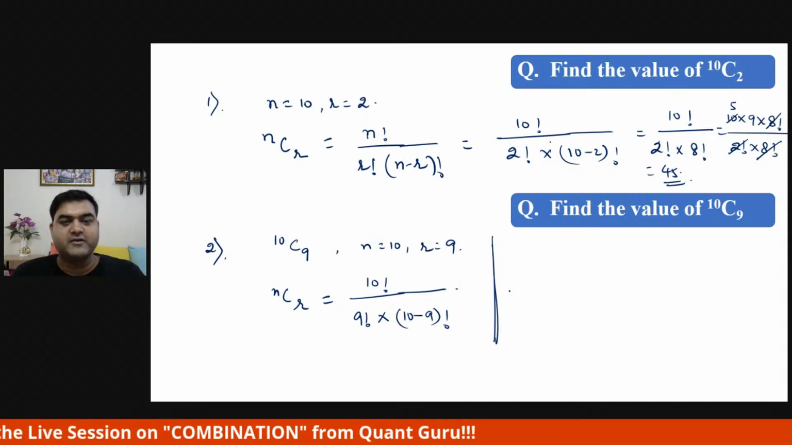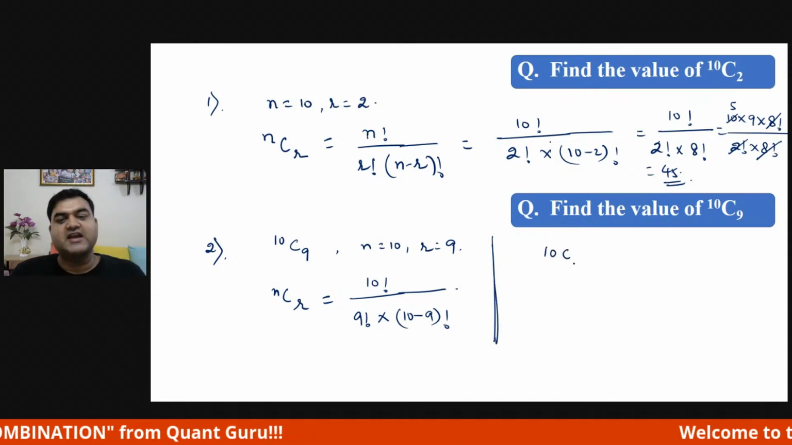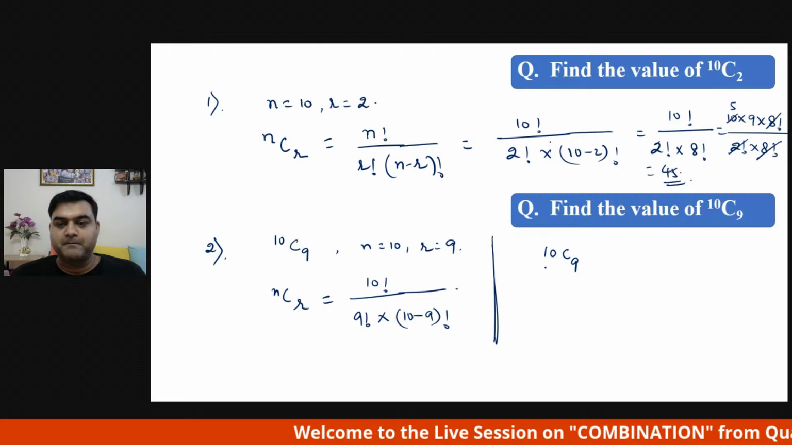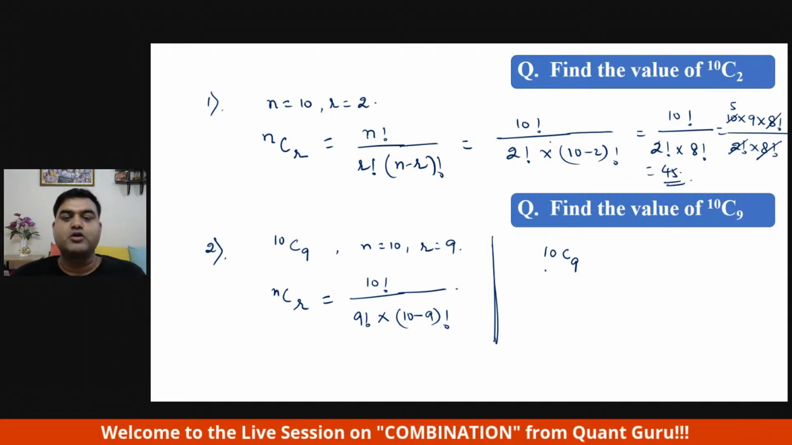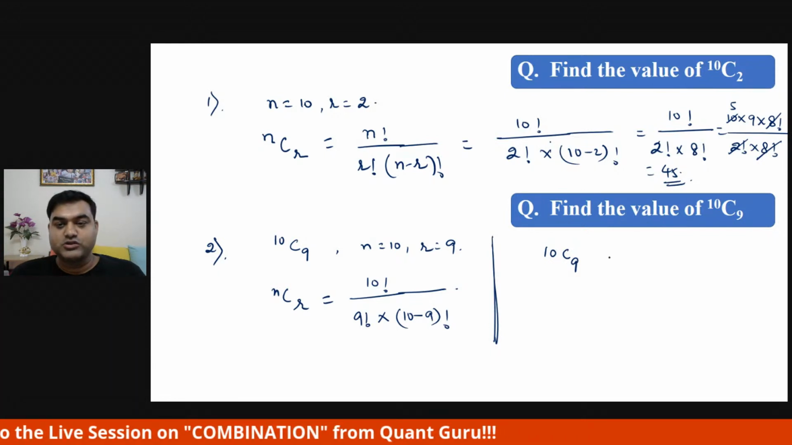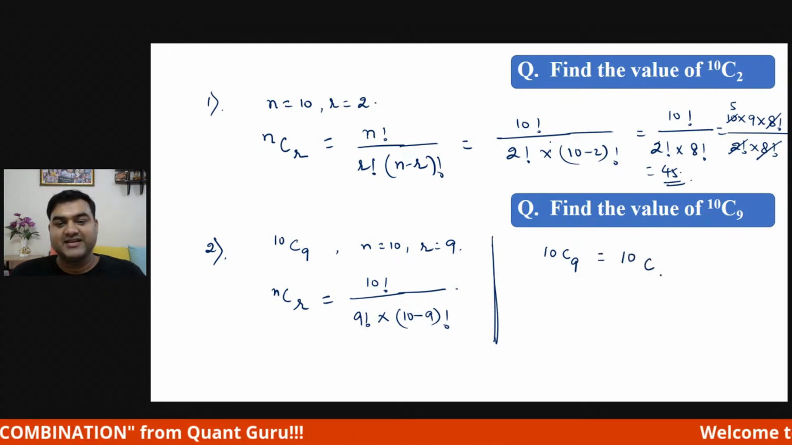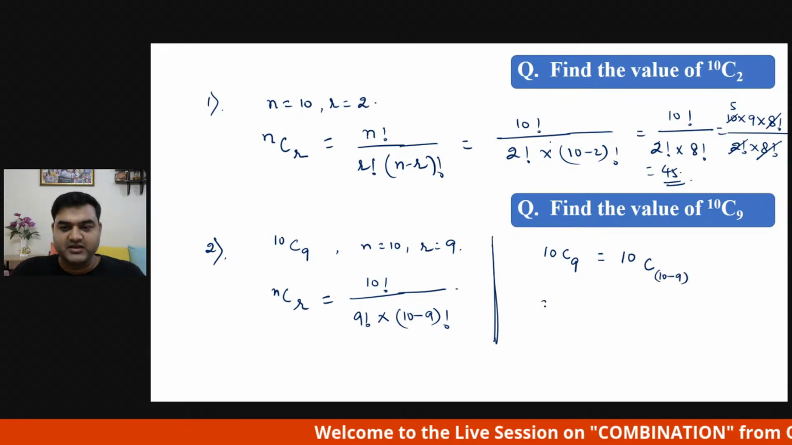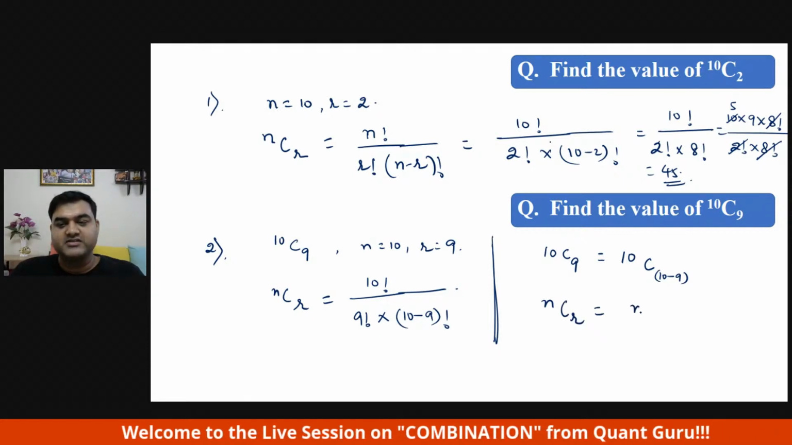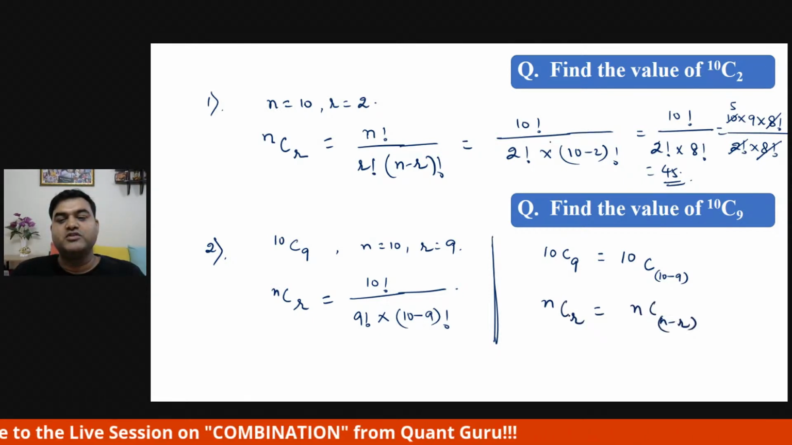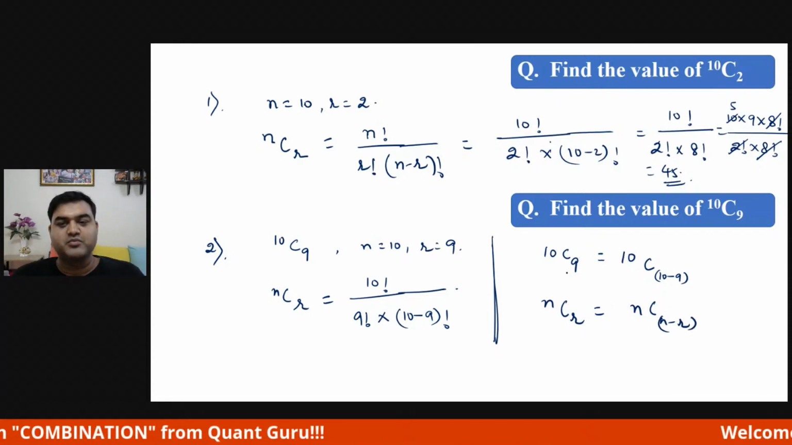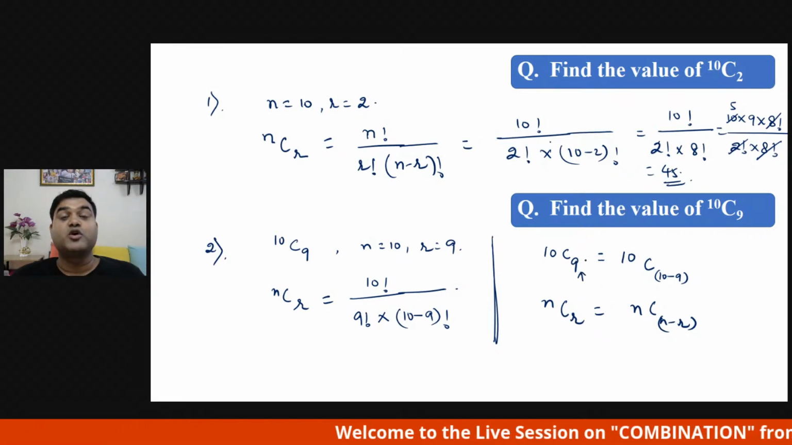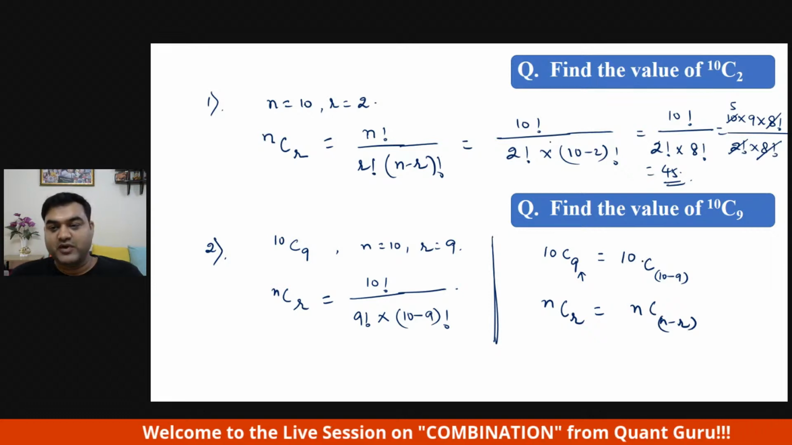Example number 2: the question was 10C9. If you remember the properties of permutation or combination, 10C9 can also be written as 10C(10 minus 9). That is one formula. What is that property? nCr is equal to nC(n minus r). These two values will be the same. Whenever you get a bigger number as the r value, you must reduce it to a smaller value so that calculation will be easier. What is the beauty? I'm going to explain.